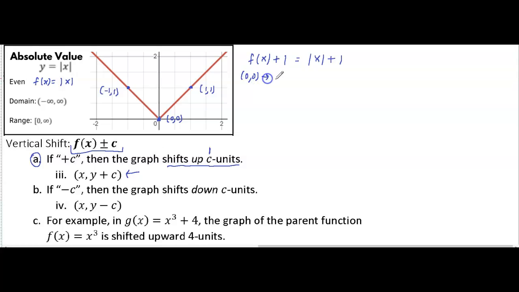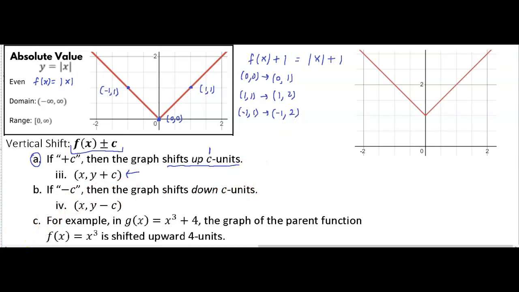The point (0, 0) then, we expect to go to (0, 1). The point (1, 1), we expect to go to (1, 2). Point (-1, 1), we expect to go to (-1, 2). So let's look at the graph and see if that's true. And this looks about right, because if we look at the parent, we're down here at (0, 0), and it looks like its child has now been shifted up 1 unit.